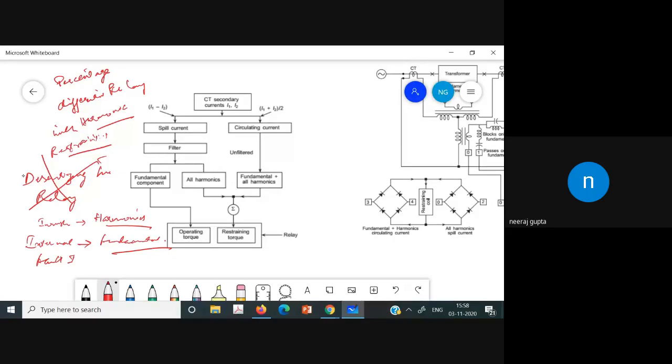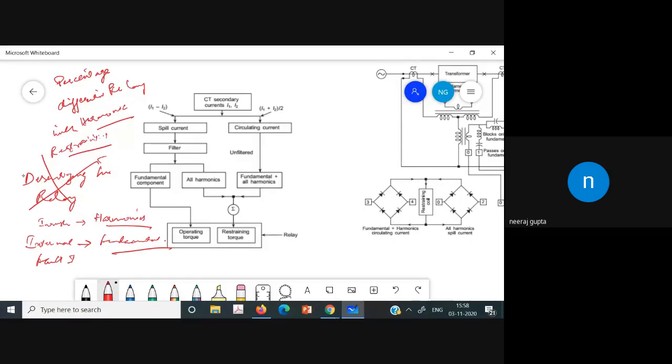Now, as we know, there are different harmonic contents in the inrush waveforms. Let us suppose that for the fundamental, we will have 100%. For the second harmonic, we have 40 to 70%. For the third harmonic, we will have 10 to 30%.